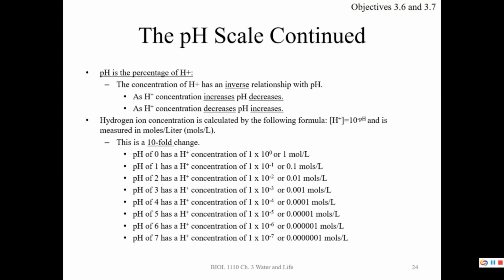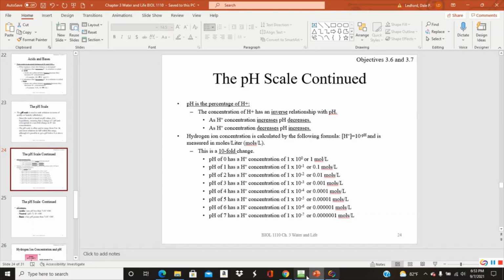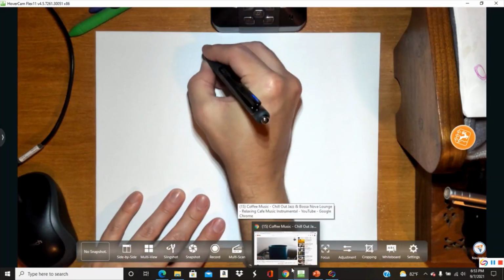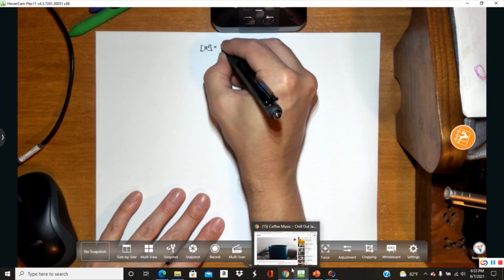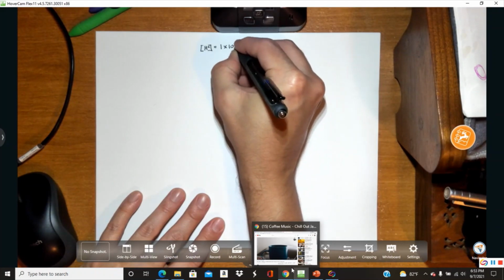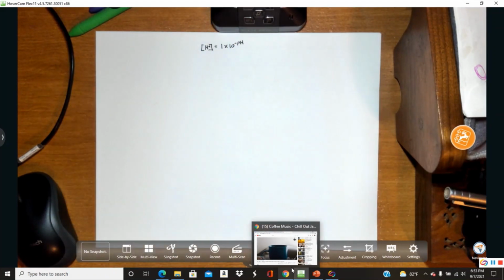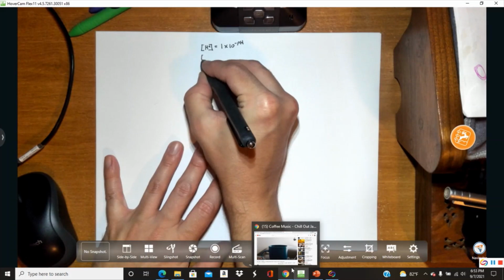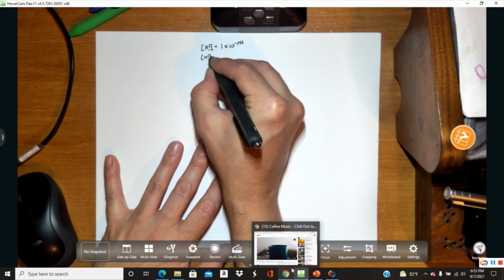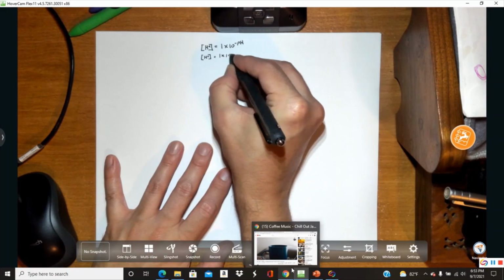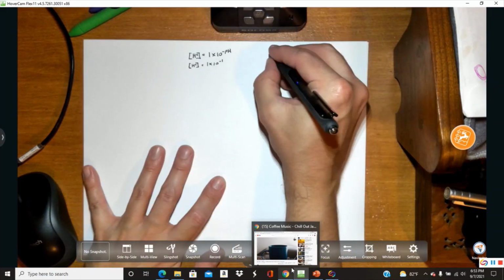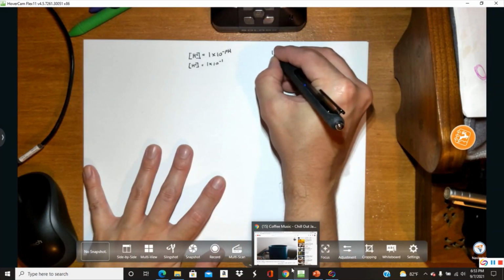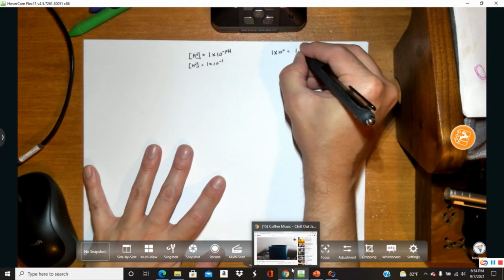Well, we need some math, and I'm going to do it this way. The concentration of hydrogen ions is equal to 1 times 10 to the negative pH. 1 times 10 to the negative pH, okay? Let's say I want to know what the hydrogen ion concentration is for a substance with a pH of 1. Well, before we do that, what is 1 times 10 to the 0 power? That is 1.0. Very important that we know that.